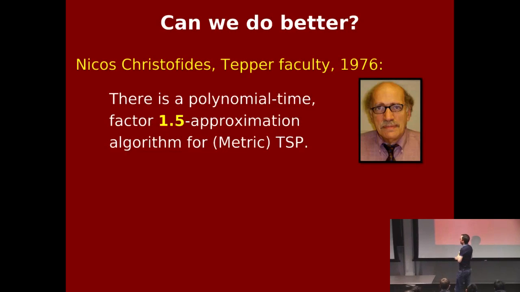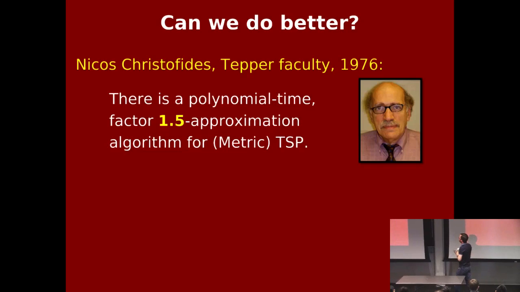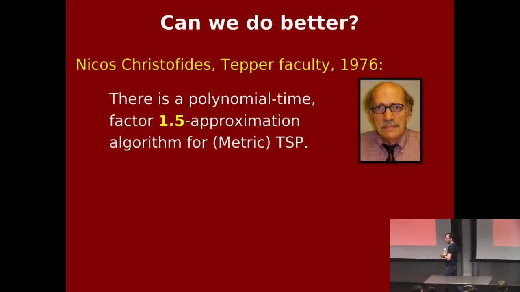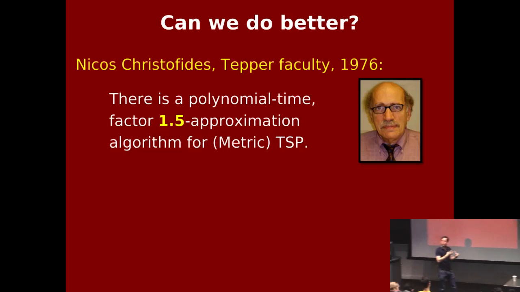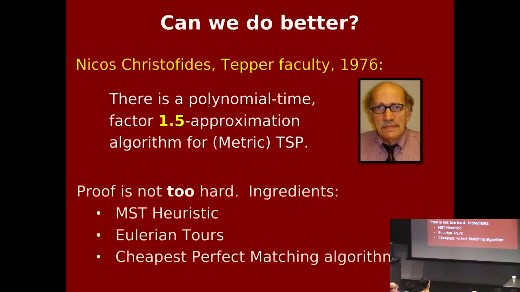This is a famous result also from 40 years ago. It was proven by Christofides, who was actually a faculty member at Tepper at the time. He gave a polynomial time algorithm for this TSP problem that always finds a tour that's at most 1.5 times bigger than the optimal one. It's at most 50% bigger than the shortest tour. And that's a really great algorithm. It's pretty cool. It's not too hard.